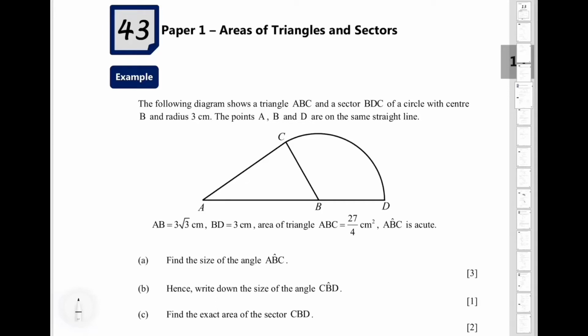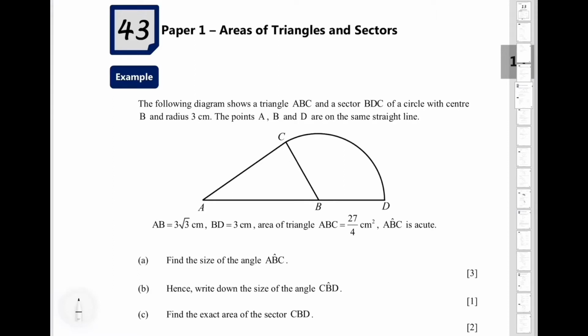So this one is a problem about two-dimensional trigonometry, and for this example we are going to talk about the area of a triangle and also the area of a sector. In the given diagram we can see that there is a triangle ABC and also a sector BDC, such that A, B and D are lying on the same straight line.